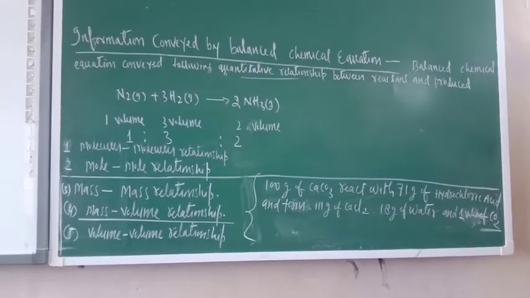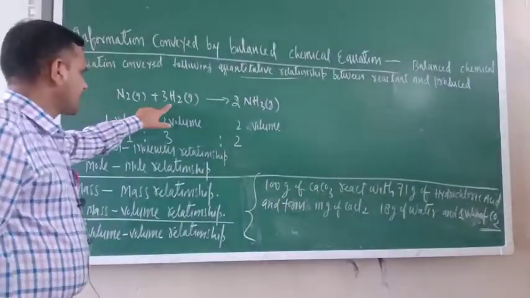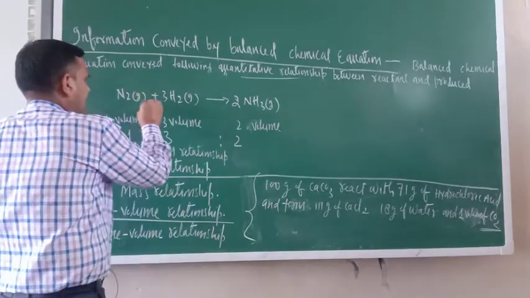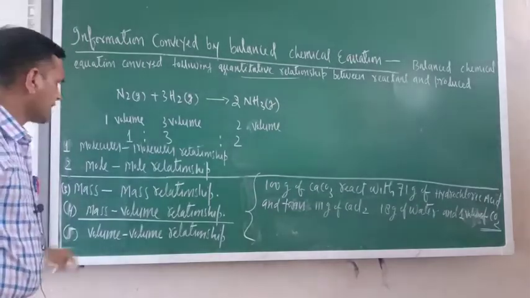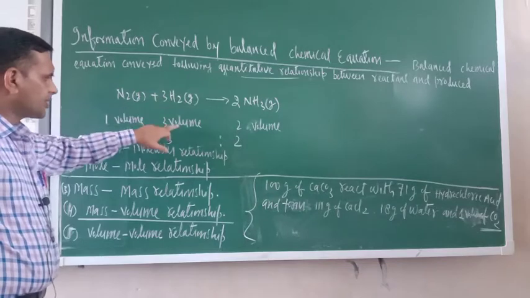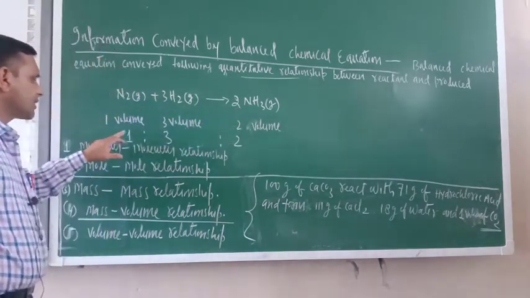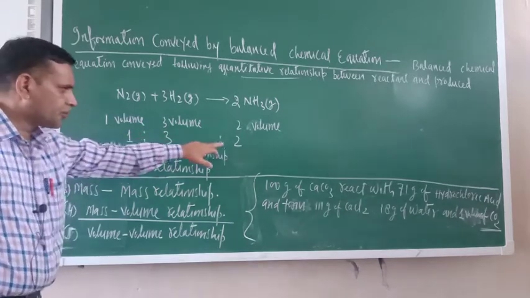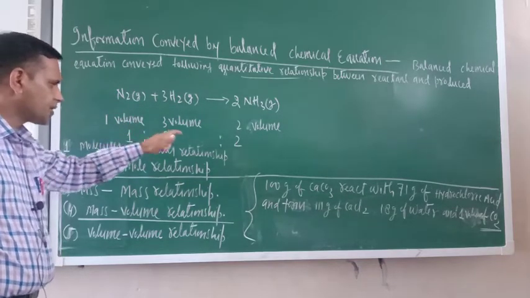Okay, just see this example. Here what is there? N2 plus 3H2 equal to 2NH3. This is gas. This is also gas. This is also gas only. So just see here, 1 volume of N2 reacts with 3 volume of H2 and forms 2 volume of ammonia. So what is this? 1:3:2 ratio. Between reactant and product this is the ratio 1:3:2.